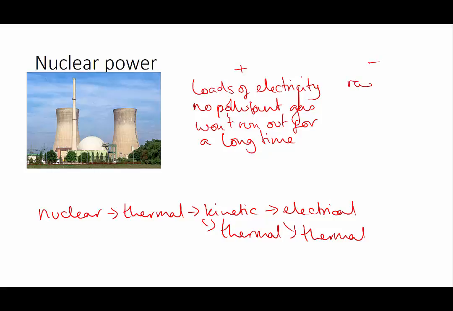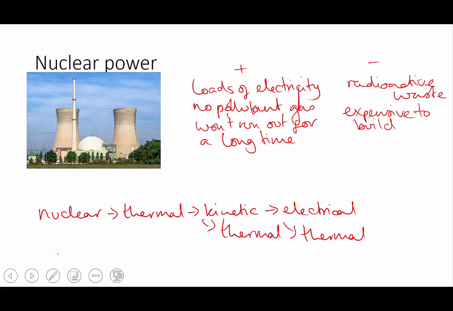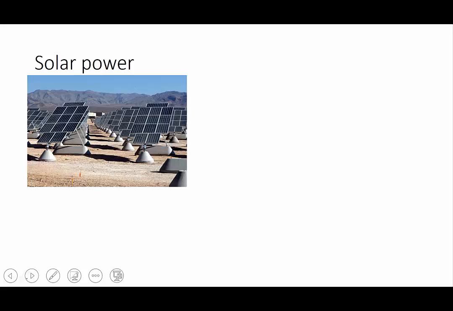Disadvantages? Well, the main one is radioactive waste, which can be quite dangerous to animals. It can cause cancers because it gives off radioactivity. It's also very difficult to store. It's expensive to set up a nuclear power station, and it's very expensive to do what we call decommission it, so break it down at the end of its life, because a lot of the building materials have become radioactive.